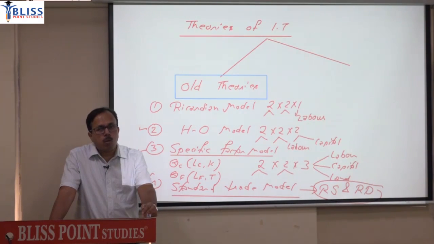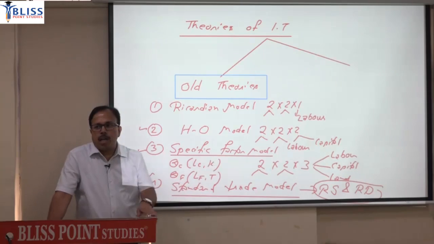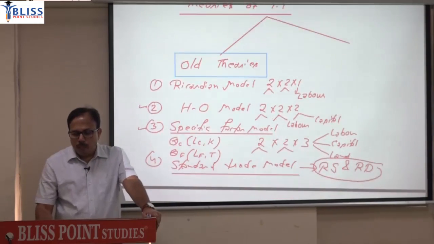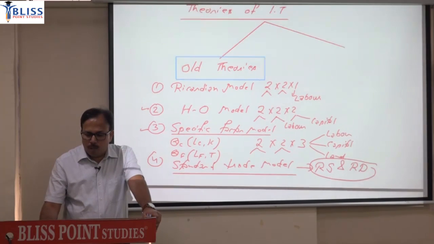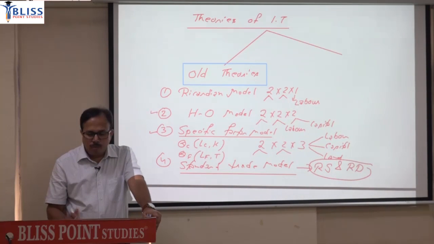Effect of economic growth? Effect of transfer of income? All those things can be explained by using relative supply and relative demand. But if I am using the word relative, relative will actually imply what? How to plot the relative curve.